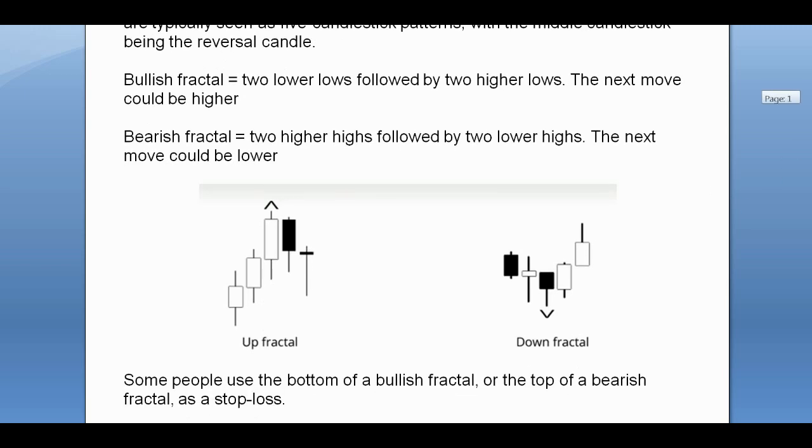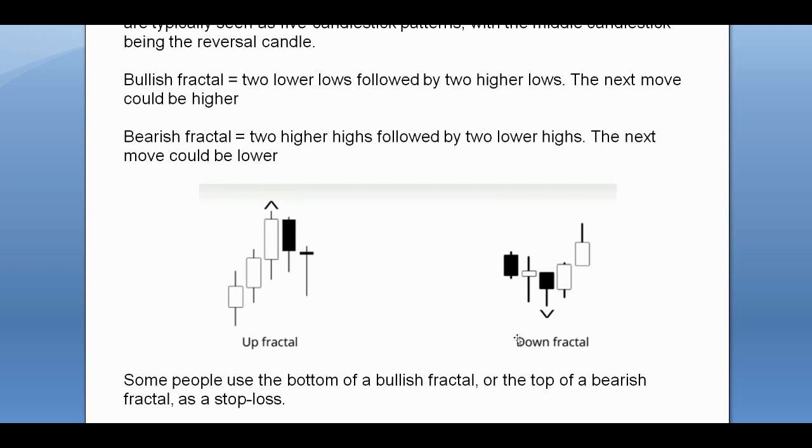Now, some people use the bottom of a bullish fractal, including the wicks, including the shadows, so that would be right here, or the top of a bearish fractal, like right here, as a stop loss.